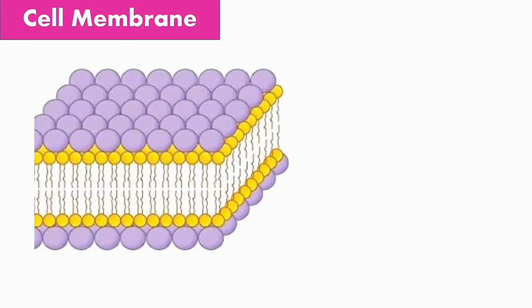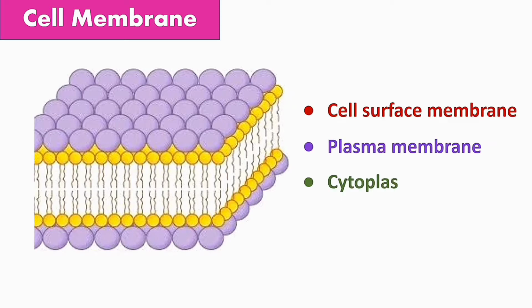There are different names which are used for the cell membrane, and these are surface membrane, because it is present at the surface, or plasma membrane, or cytoplasmic membrane, because it covers the cytoplasm of the cell.